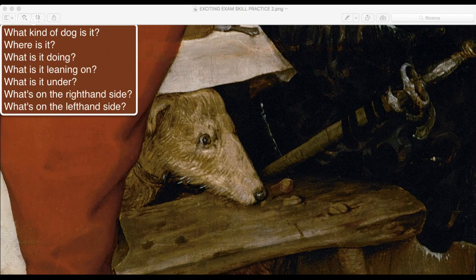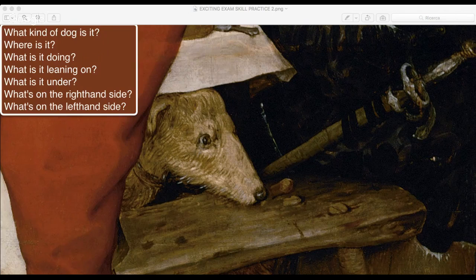And then answer the questions. What's it doing? What's it leaning on? What's it under? What's on the right-hand side and what's on the left-hand side? Because that's also important. You can say in the foreground, which means in front, I can see, and then you describe what you can see. In the background, on the other hand, I can see something else. On the left-hand side, there is, and on the right-hand side, there is.